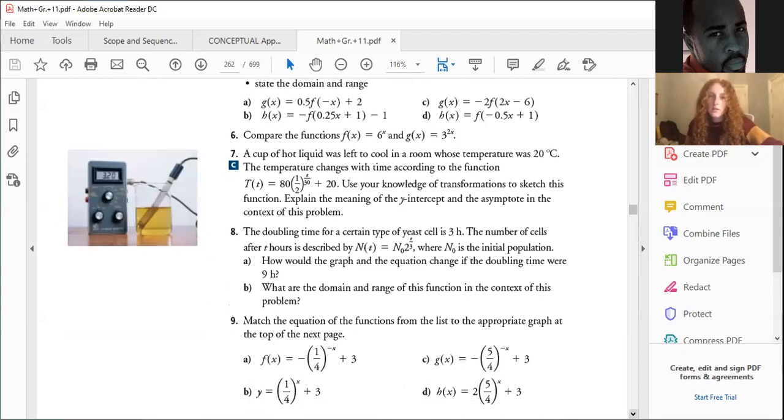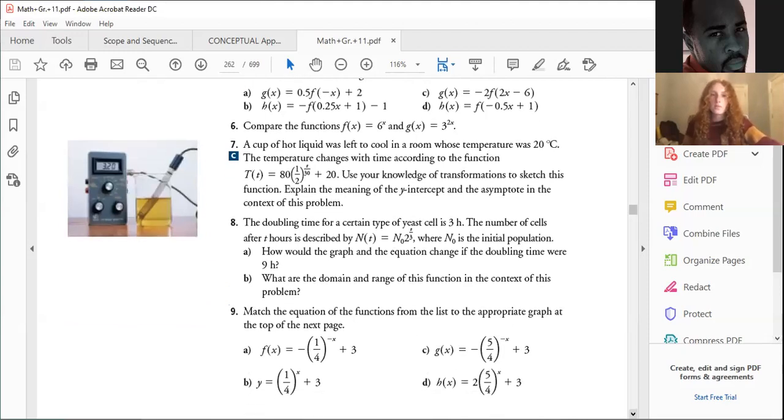Okay, so here goes something for you to do. Question 7. Why do they have to make it T of T? I know. I have to sketch the function? The question is right there, Sophie. I hope you know how awful this drawing is going to be.